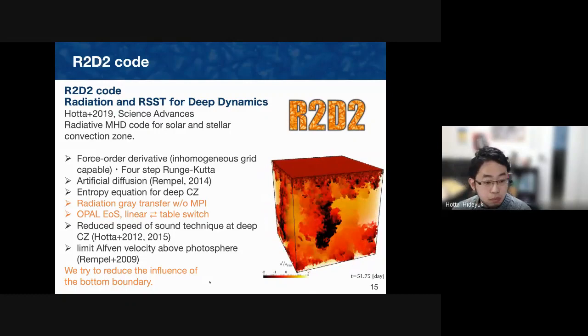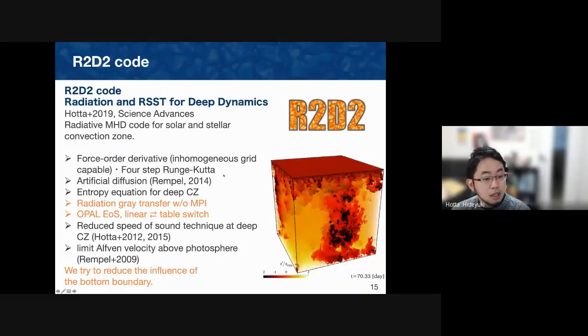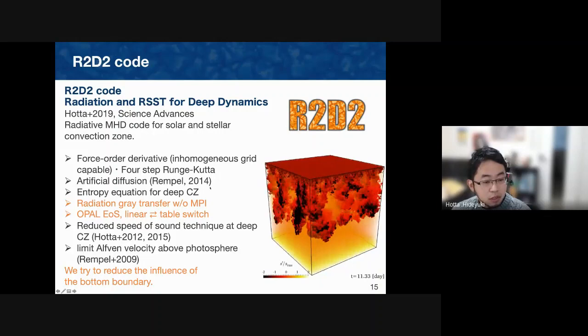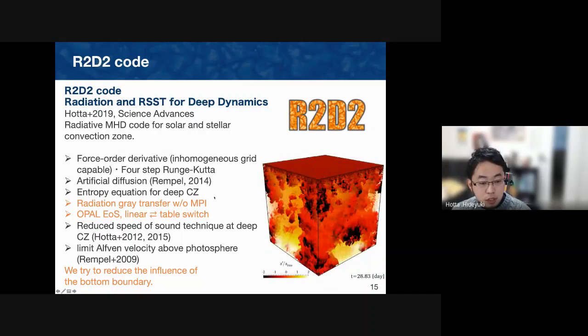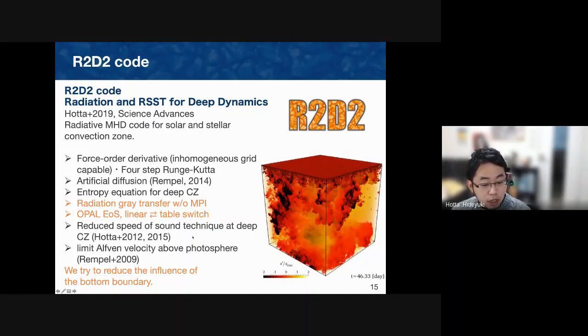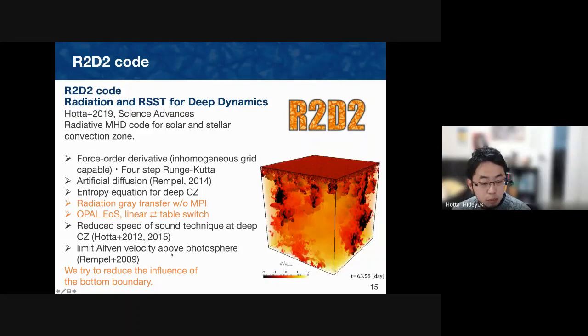There are several important physics included in this code. It uses a fourth order derivative, Matthias artificial diffusion, the entropy equation is solved, the radiation transfer at the photosphere is solved, the upper equilibrium state is used, and the reduced speed of sound technique is used. We adopt the velocity limit suggested by Rempel 2009, so we try to reduce the influence of the bottom boundary.